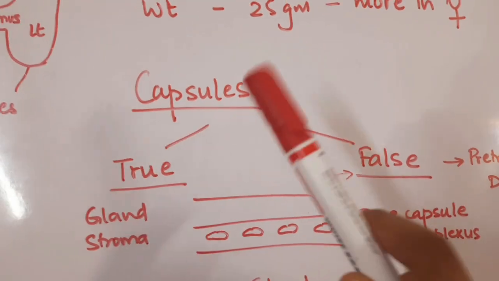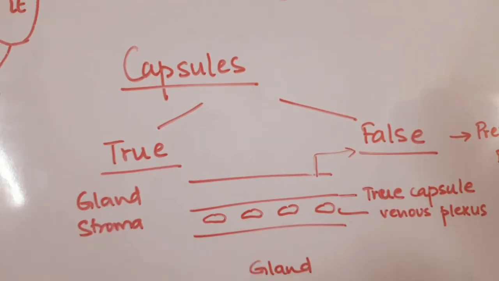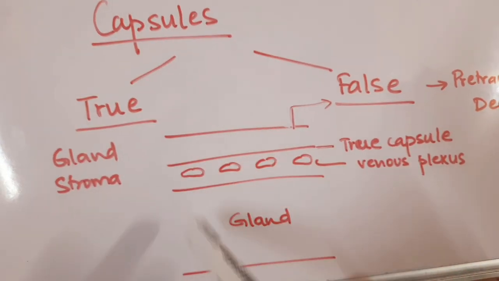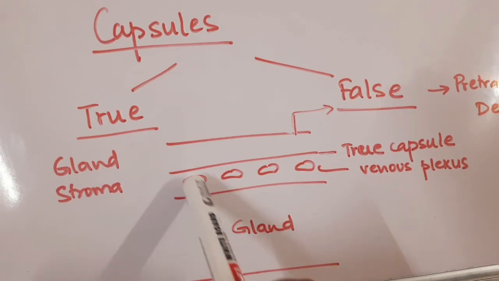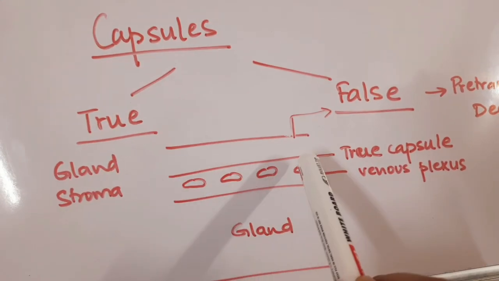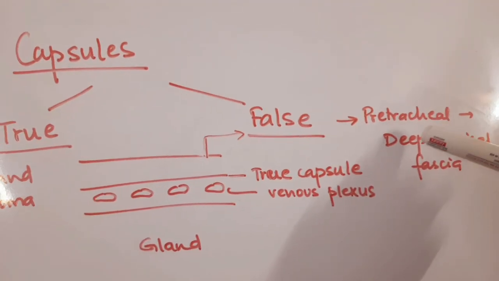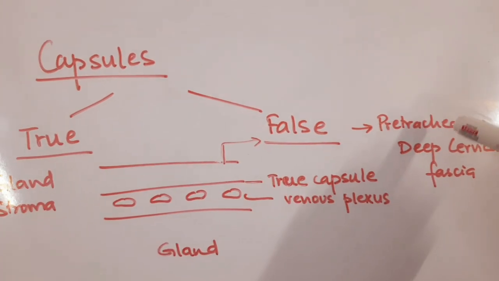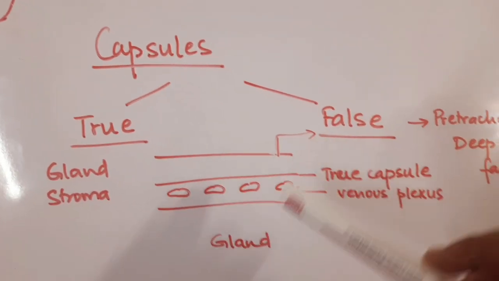Now the thyroid gland has capsules. It could have either true capsule or false capsule. The true capsule is formed from the gland stroma itself. So if we look at this picture, if this is the gland, the stroma itself will form this true capsule. Whereas the false capsule is a condensation from the pretracheal layer of deep cervical fascia. So the deep cervical fascia has the pretracheal layer. It condenses to form the false capsule.